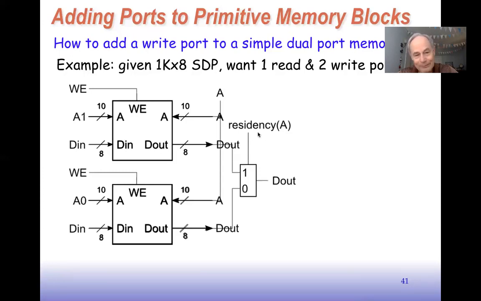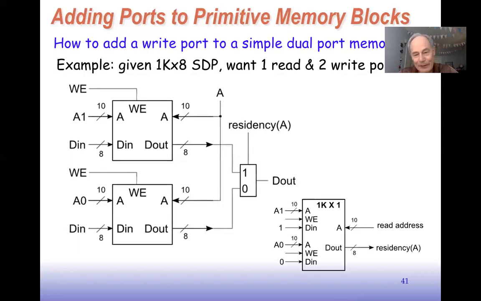So how do we come up with this residency function? Well, we can do that with another small memory. In this case, it'd be a 1K by 1 memory, because these memory blocks are 1,000 words, or 1,000 8-bit words deep. We can use a simple smaller memory, which is 1K by 1, in which we store either a 0 or a 1 for each particular memory address, right?